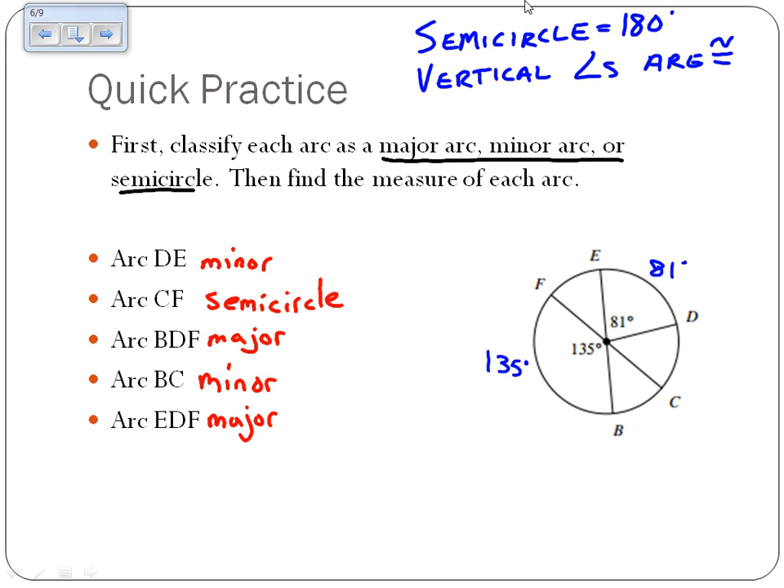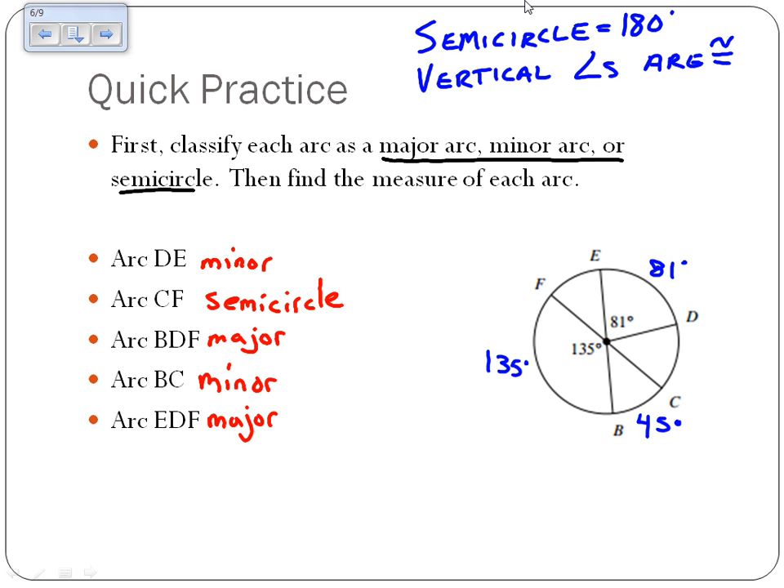All right, who wants to start me off here? What can we do to start us off? If you look at CF, we know it's a semicircle. And so you subtract 81 from 180. So this whole thing is how much? 180. So we do 180 minus the part we've already found to get this piece right there. Does that make sense? So what would BC be then? 45 degrees. And FE is congruent to DE.